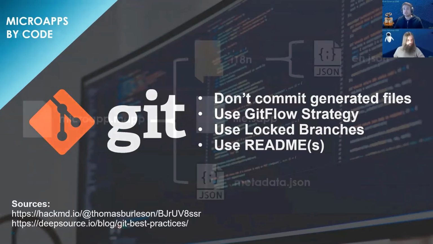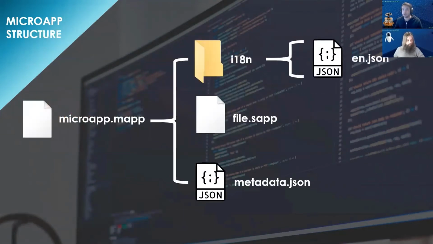Now, with that in mind, if we look at the microapp structure, and especially when you also export a microapp, you will get a map file. But this map file is basically just an archive containing separate files. So as we have learned from the best practices from Git, we need to ensure that once we commit a microapp within Git, we extract that map file into readable files.